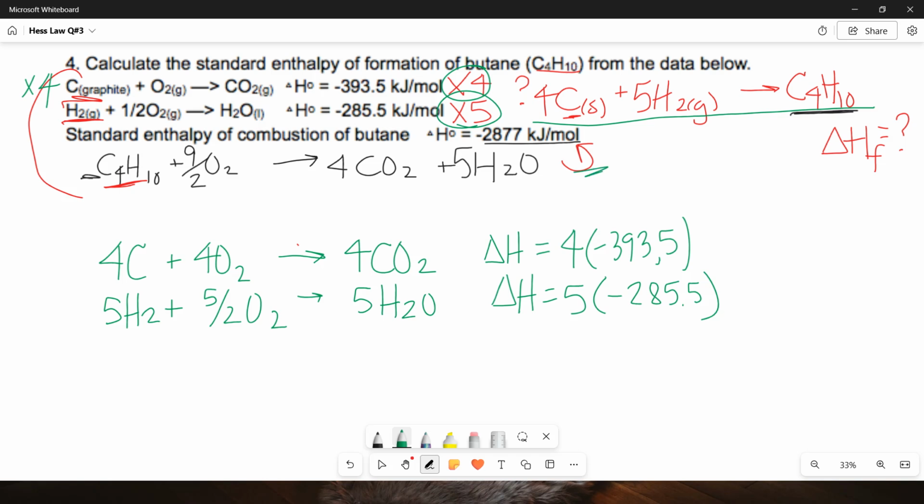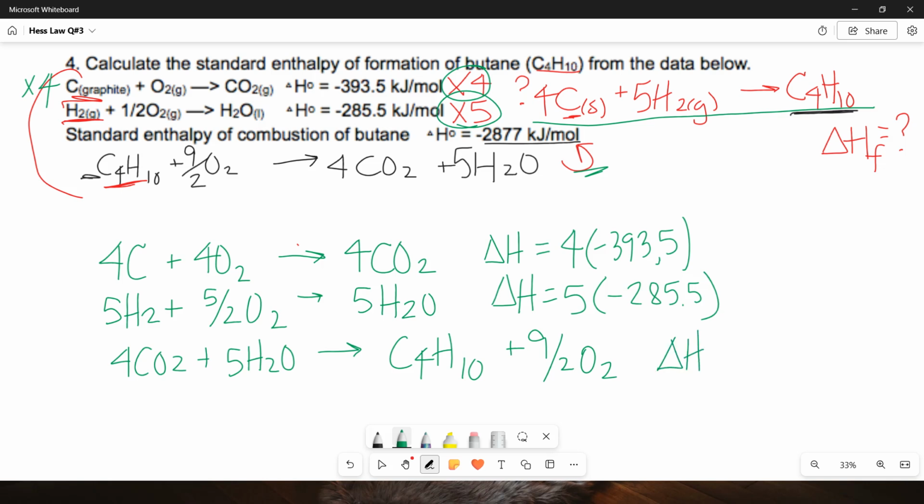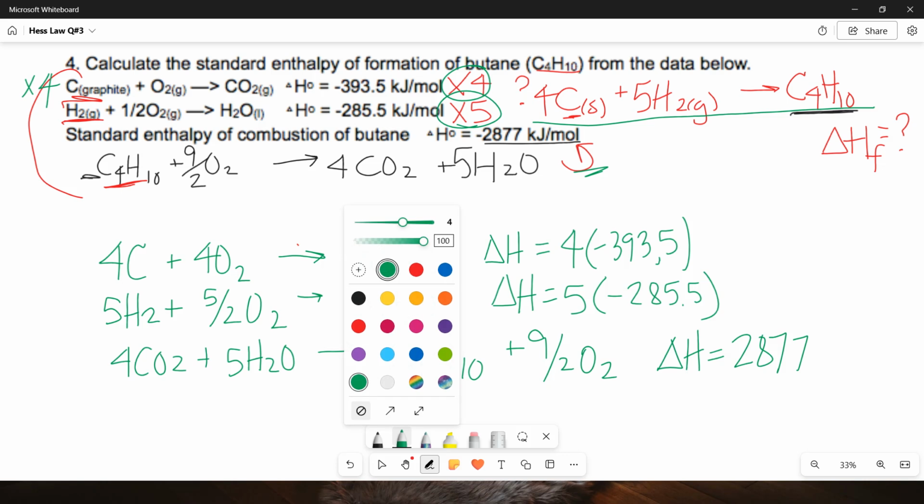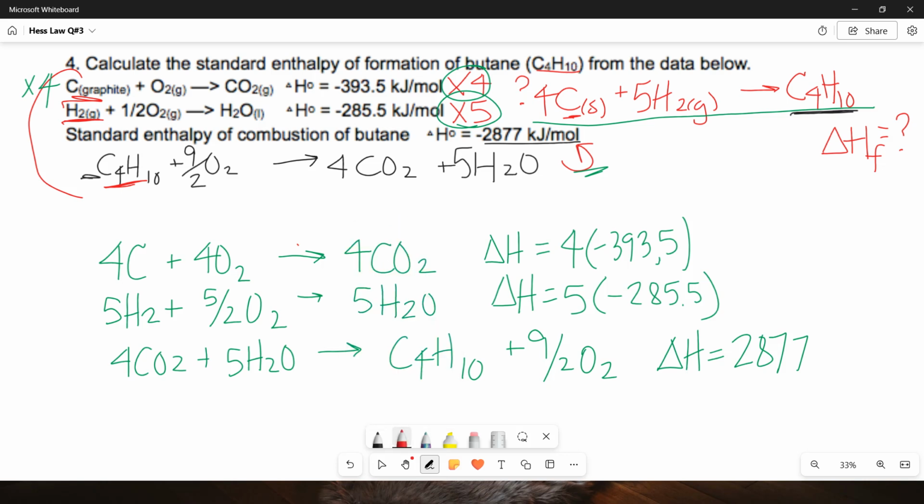Okay, now my last reaction, we said we had to turn it around. So let's go ahead and do that. So I'm going to have 4 CO2 plus 5 waters. Technically, I should be putting the states of matter with the reaction here, but I'm being lazy. I hope it does not burn me. Okay, so we get butane plus 9 halves oxygens. And since I turned it around, my delta H is going to be the negative of whatever I had, so now it's going to be a positive 2,877.